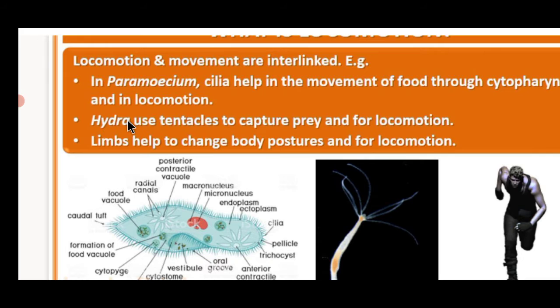If we take the example of hydra, this is the picture of hydra here. Hydra uses tentacles to capture prey, and it also uses tentacles for locomotion. So here are the tentacles of hydra, which are being used for capturing the prey as well as for locomotion. In case of human beings, we have limbs. These are our arms, these are our legs. We use our limbs to change body postures, and we also use our limbs for locomotion.